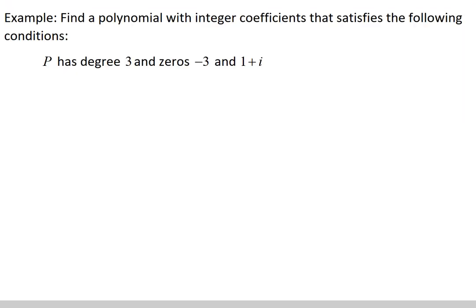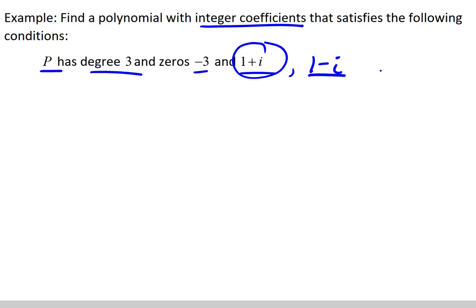Let's try an example where we want to find a polynomial with integer coefficients that satisfies the following conditions. So p, the name of our polynomial, has degree 3, and it has zeros -3 and 1 plus i. Now let's immediately recognize that given our theorem, if 1 plus i is a root, that's a complex root, so its complex conjugate is also a root. So though it's not listed, it is implied that 1 minus i should also be a root.